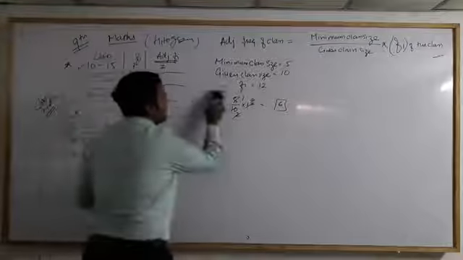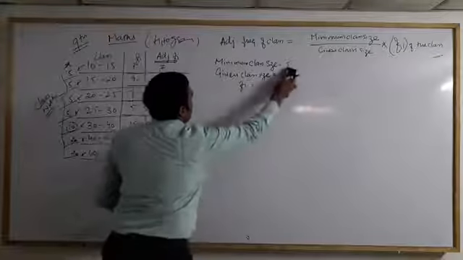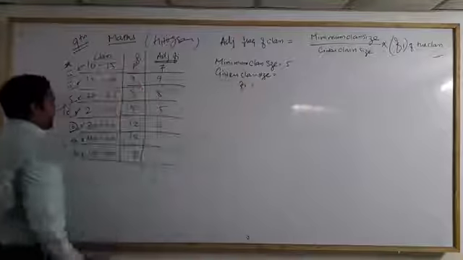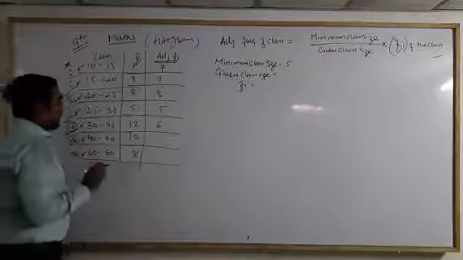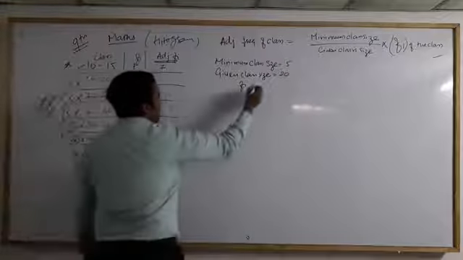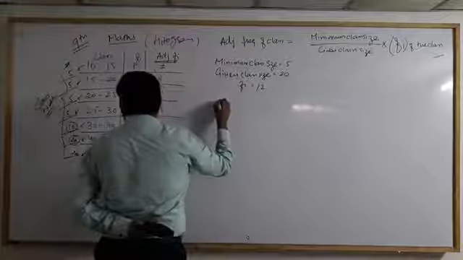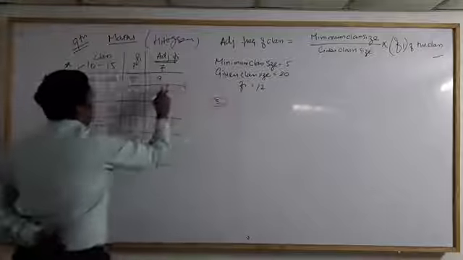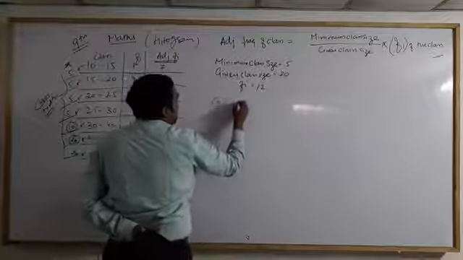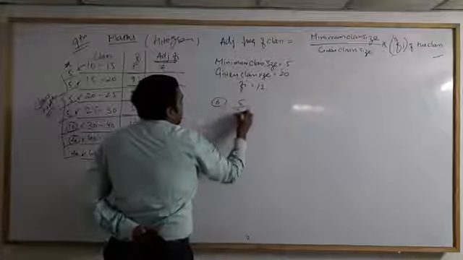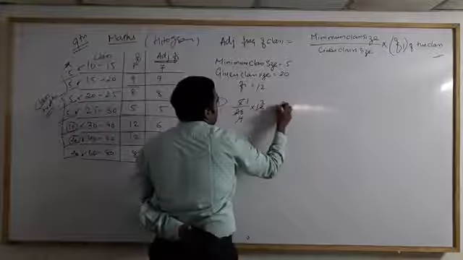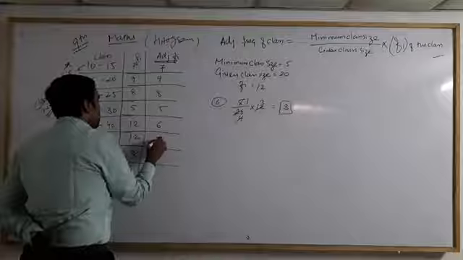Now we are moving on to the next one, the sixth one. My minimum class size is 5 but my given class size is 20, and my frequency is also 12. For the sixth one, minimum class size 5 upon given class size 20 into frequency 12, 5 ones are 5, 5 fours are 20, 4 threes are 12, therefore my answer is 3. My adjusted frequency is 3.